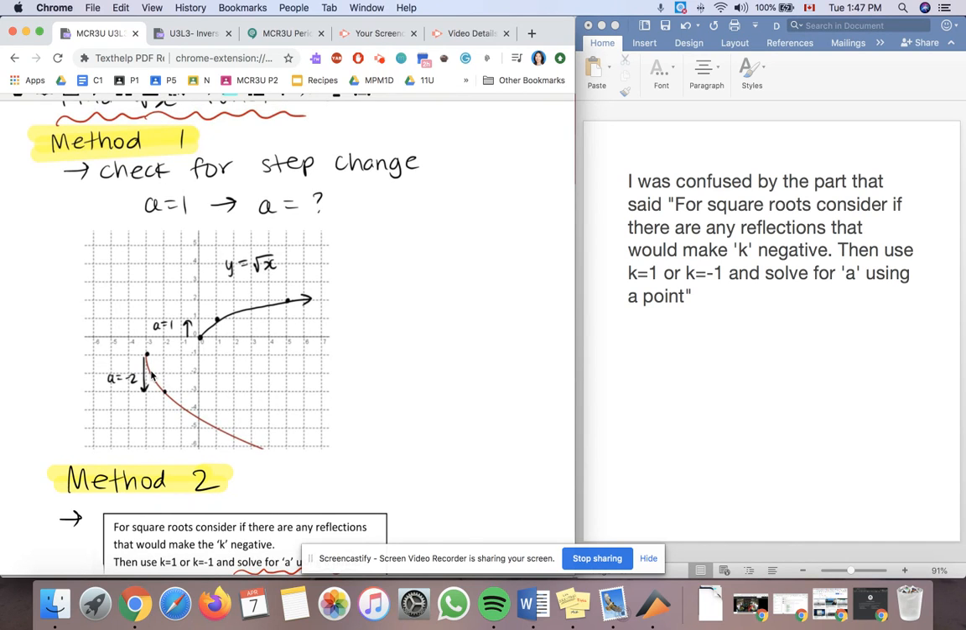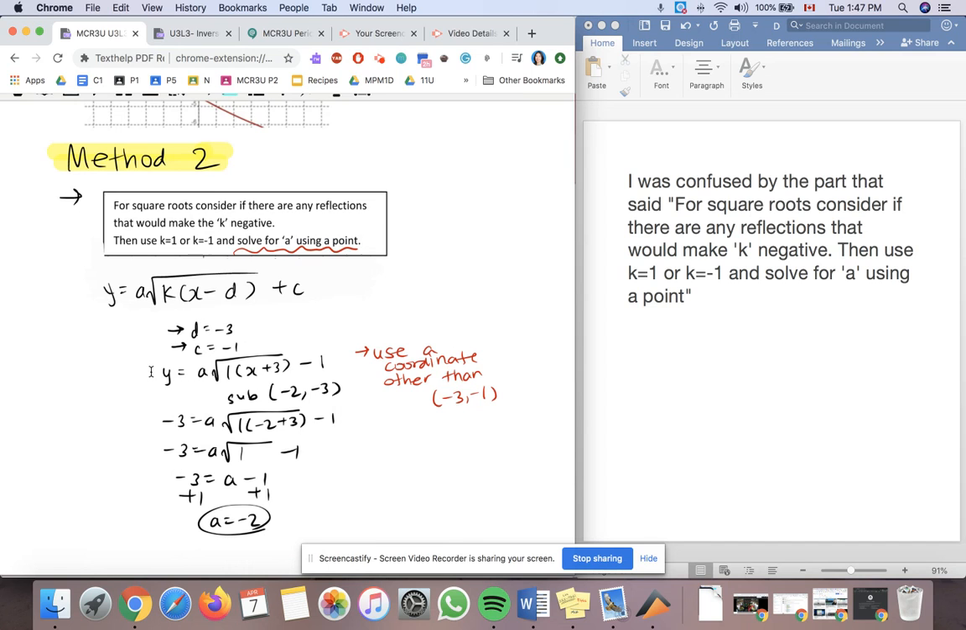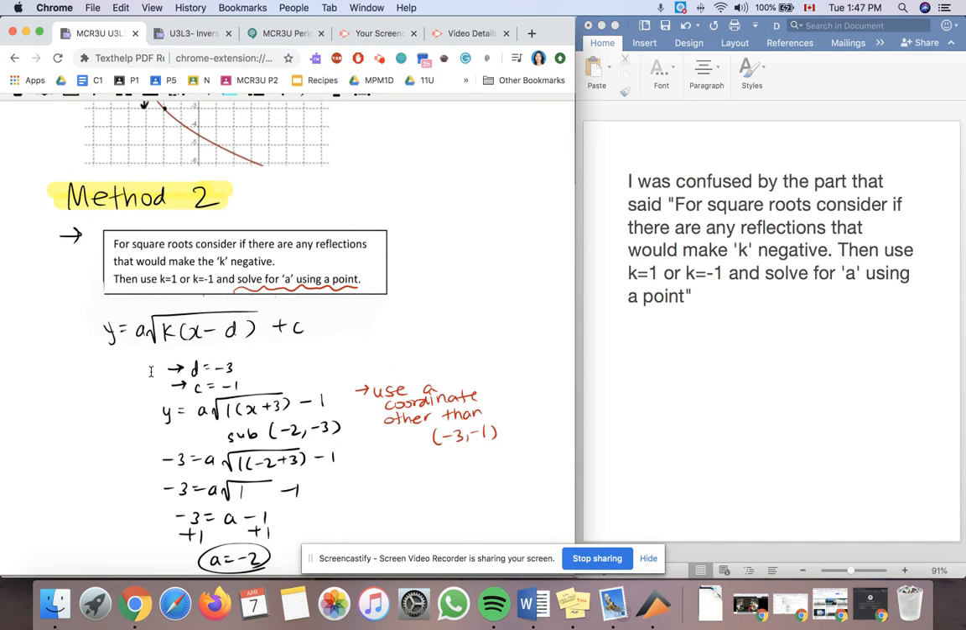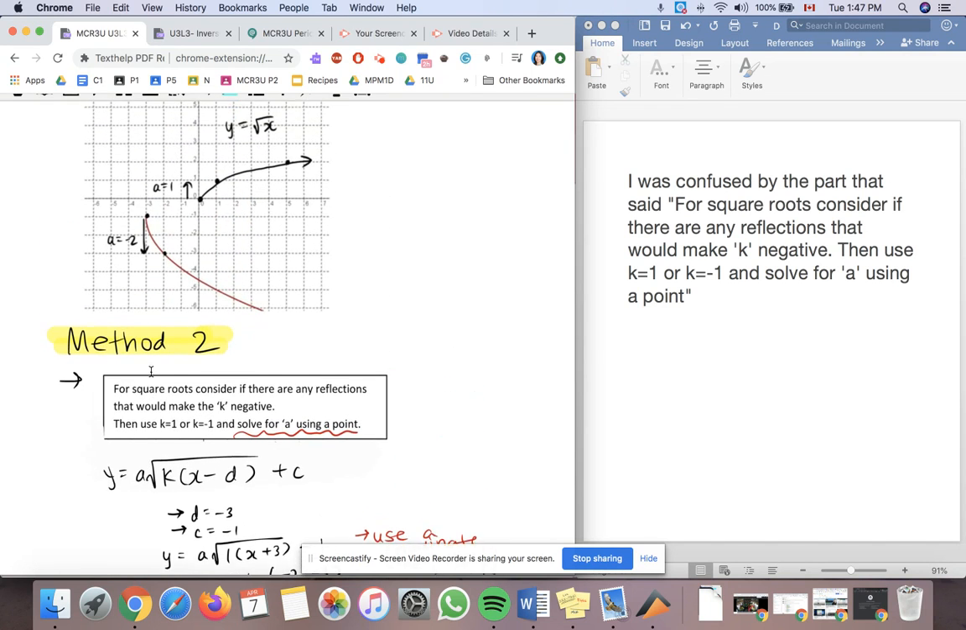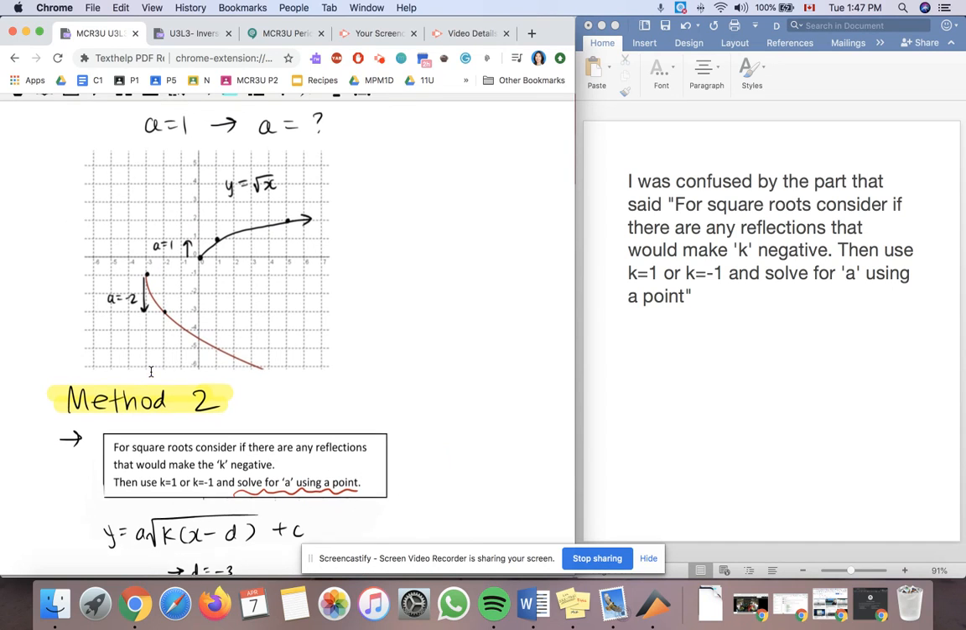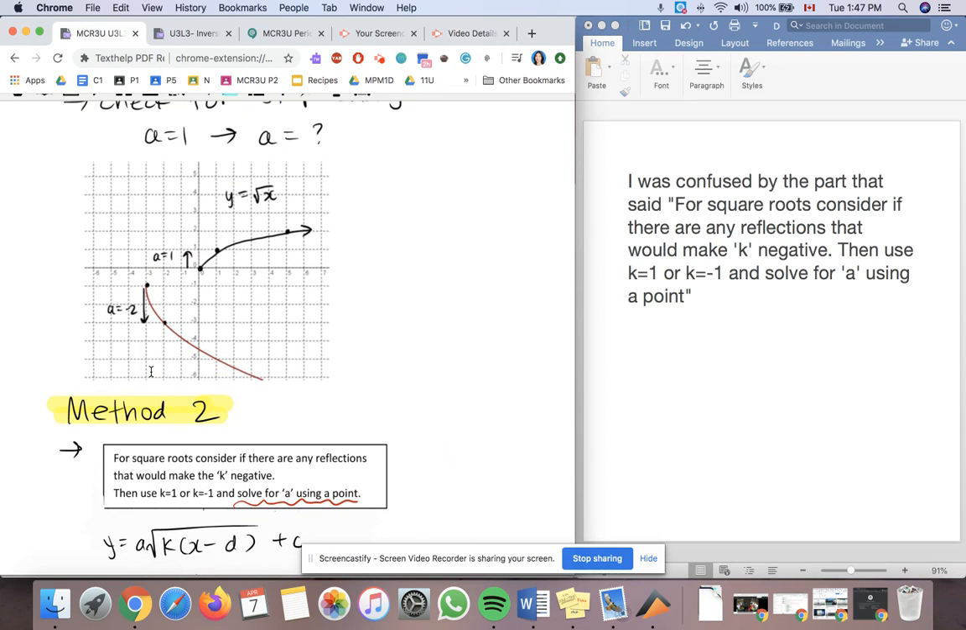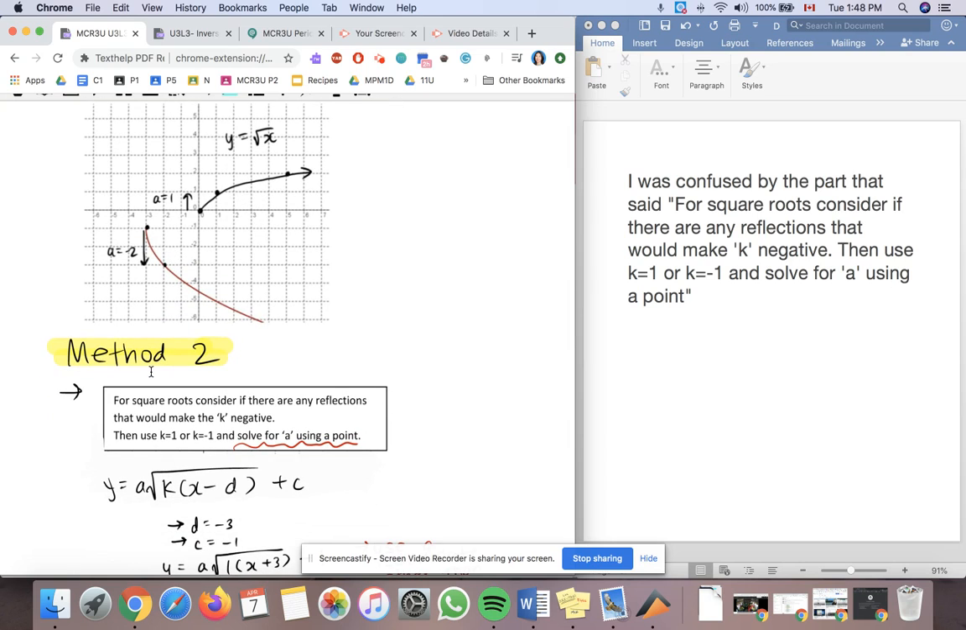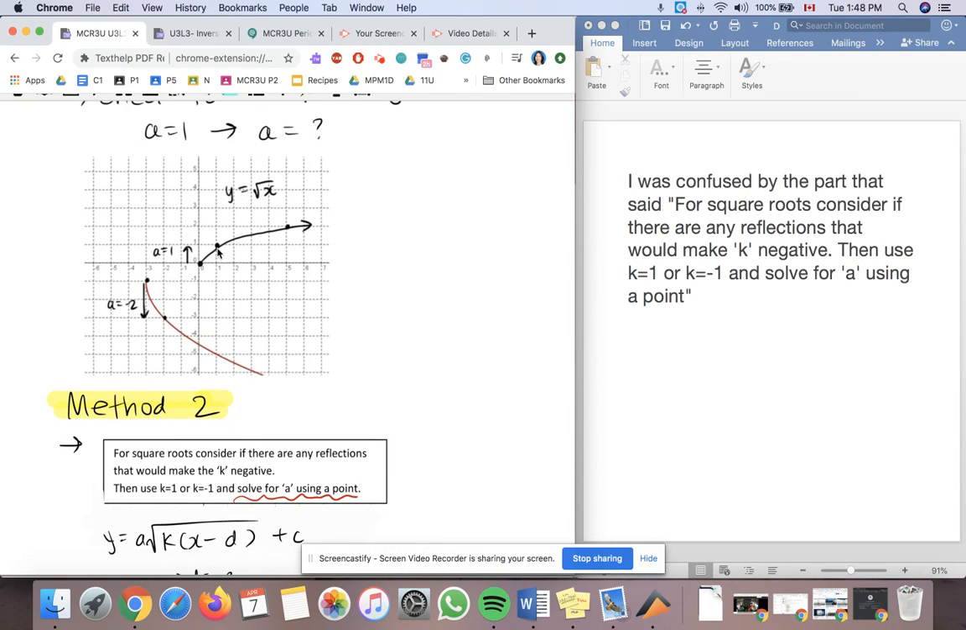So that's method 1. For method 2, remember, a and k are both talking about either the vertical stretch or the horizontal compression. It is making changes to the size of the parent function. So the strategy that they're presenting is that if we try to make k a certain value, think of the original parent function.